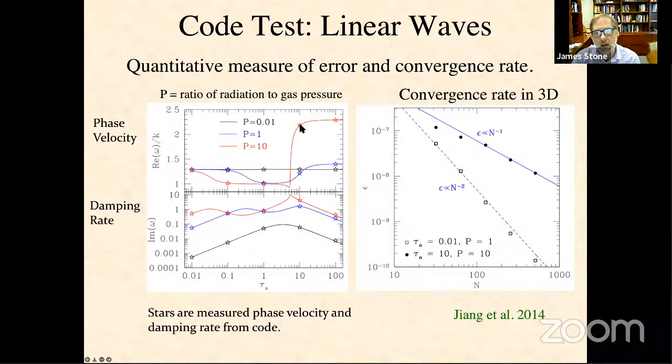And then the stars are the numerically measured phase velocity and damping rates from our code using different optical depths per wavelength. That's the x-axis here. And so you can see excellent agreement between the numerically measured dispersion relation for these waves and the analytic solution over a wide range of parameter space, optical depth, and radiation to gas pressure ratio. And again, you can be more quantitative and calculate the L1 error norms for one of these points and show that they converge with numerical resolution in regions which are not radiation pressure dominated.